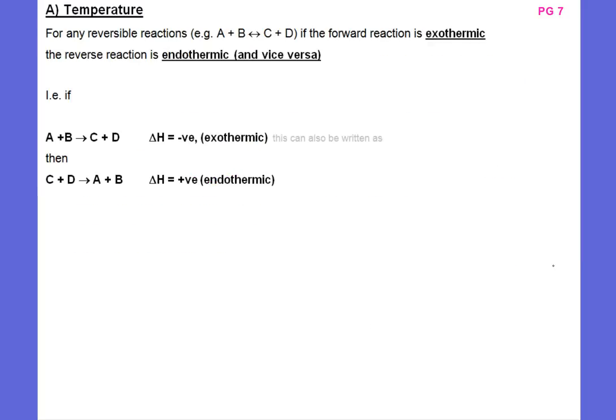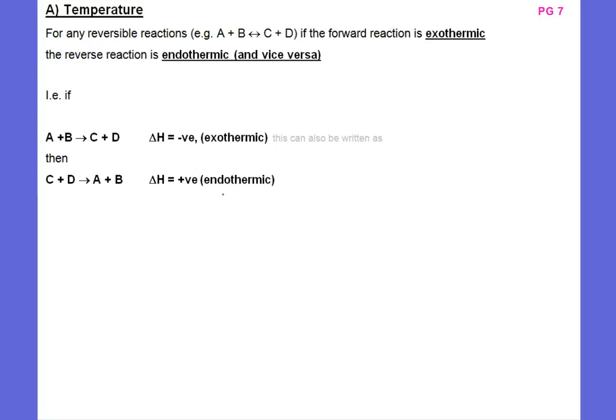For any reversible reaction, in this case just a general one, A plus B in equilibrium with C plus D, if the forward reaction is exothermic, by definition the reverse reaction must be endothermic. So, i.e., if A plus B turns into C plus D, if that reaction is exothermic, then therefore C plus D turning into A plus B must be endothermic.